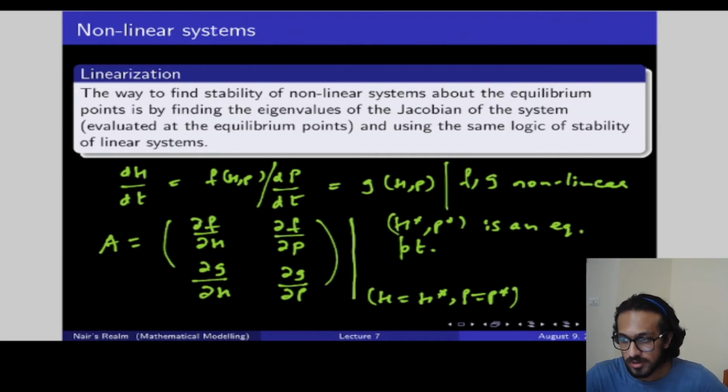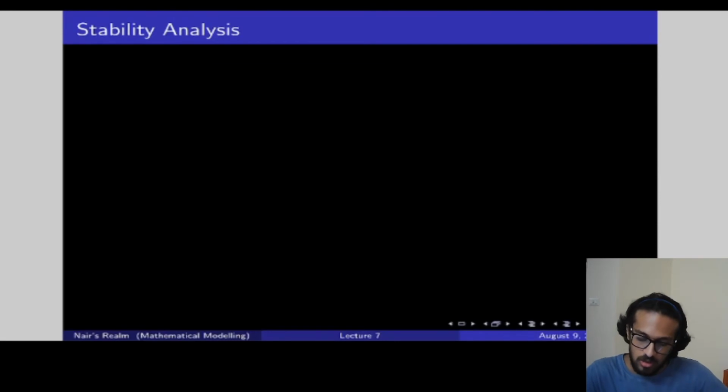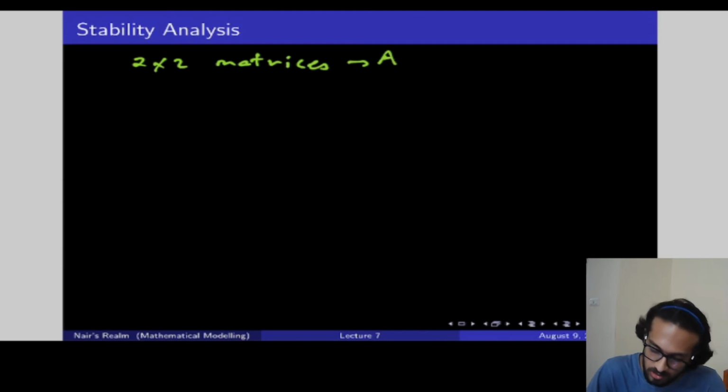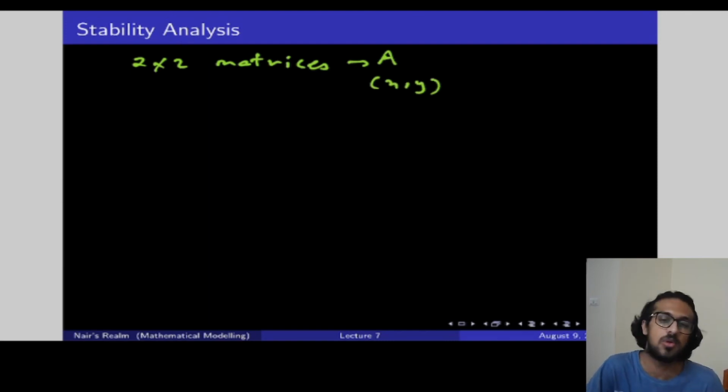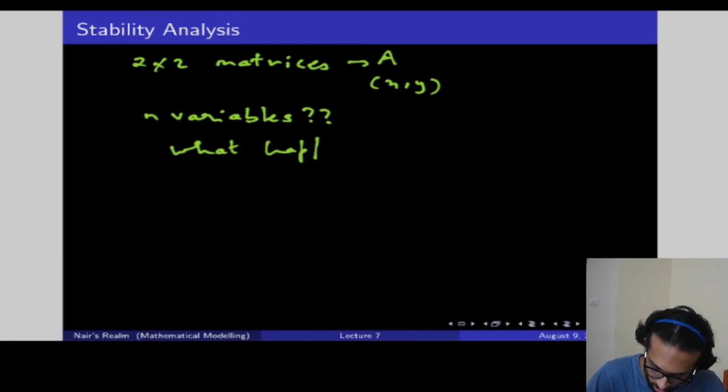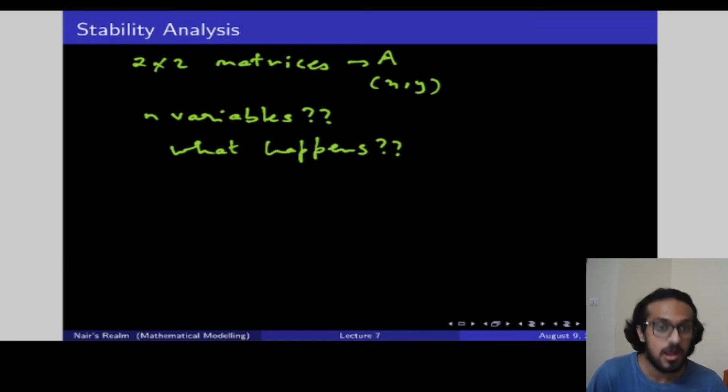Now, a thing to notice is that so far we spoke only about 2 cross 2 matrices for A. That's because we were only talking about two variables x comma y, as we thought of it as planar systems. But what if there are n variables? What happens if there are n variables?